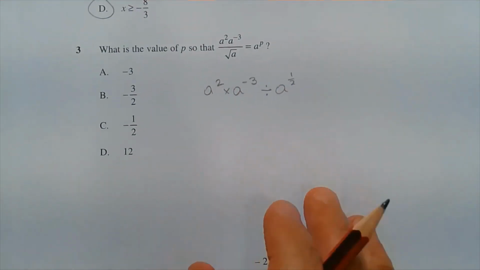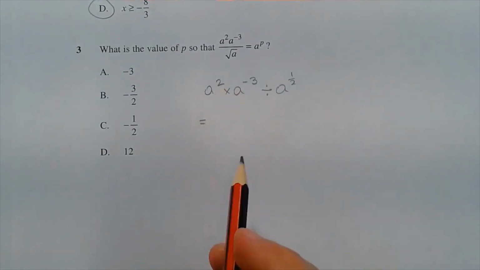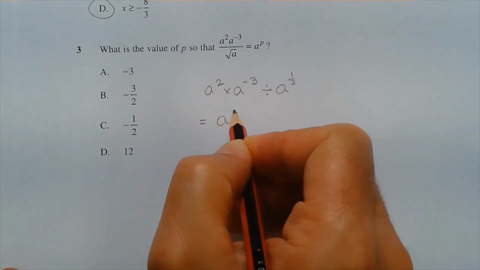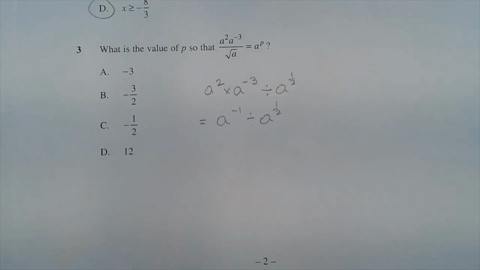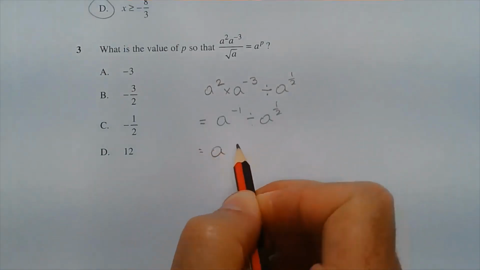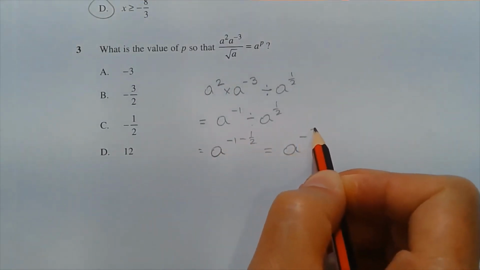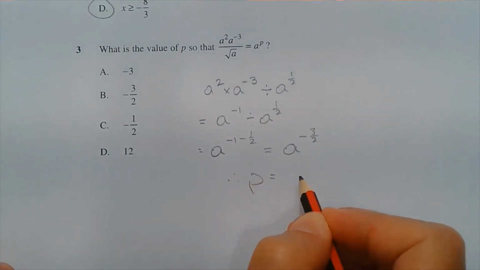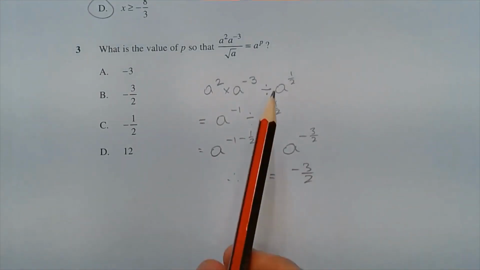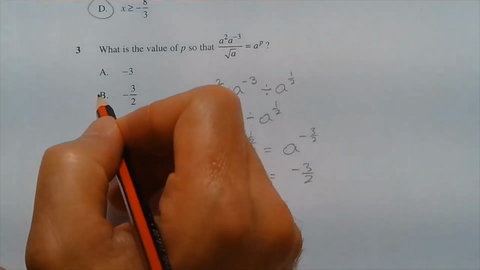Now applying the index laws, multiplying two terms with the same base, we add the indices. So that'll be a to the power of negative 1 divided by a to the power of half. And dividing two terms with the same base, we subtract the indices. So that's equal to a to the power of negative 1 minus half, which is equal to a to the power of negative 3 over 2. Therefore, p is equal to negative 3 over 2, since we can equate the indices on both sides. So the answer is option B.